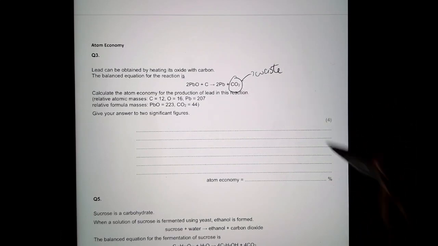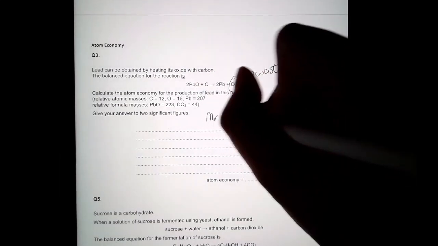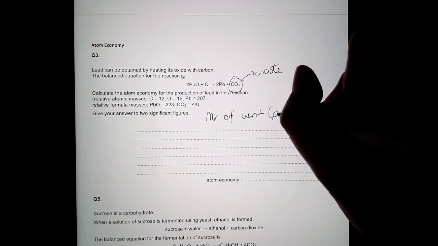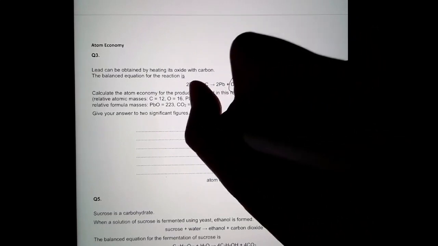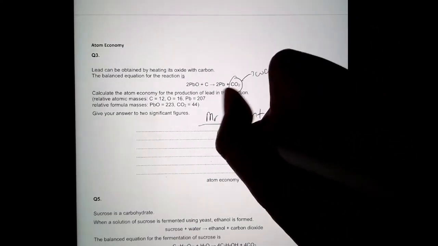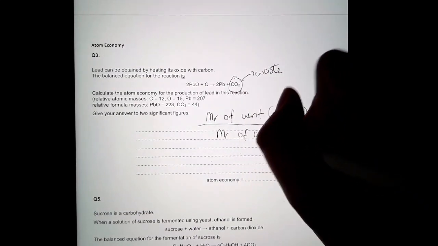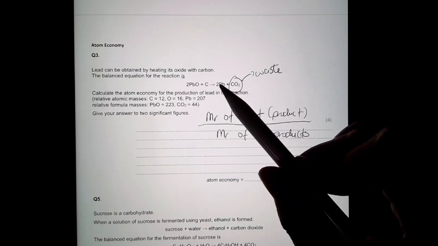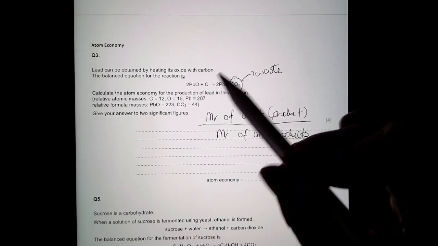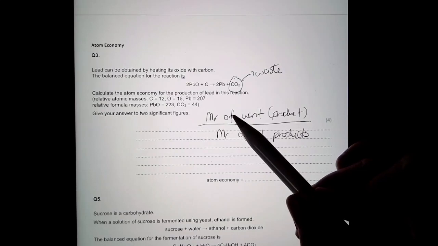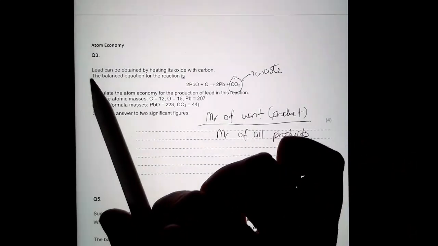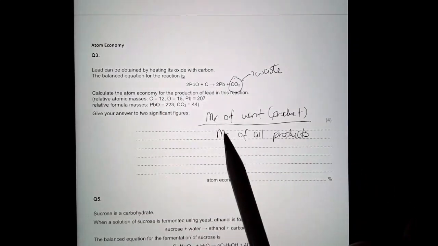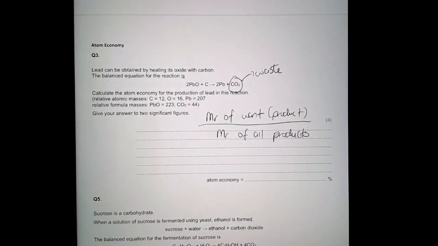And in order to work this out, you are going to take the formula mass of the product that you want, and you're going to divide that by the formula mass of all products. So if I'm looking here at the product side, I've got lead and I've got carbon dioxide. You're going to have to read the question to find out which product you actually want. So it says here lead can be obtained, so that's what you're trying to do. It's the production of lead, so lead is the one that you want. So I need to get the formula mass of lead.